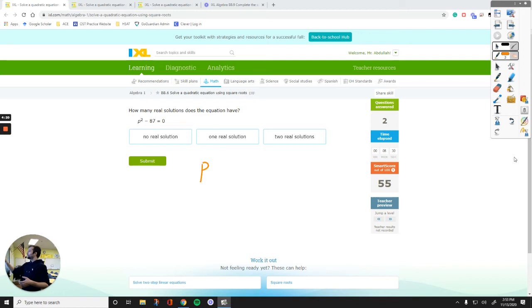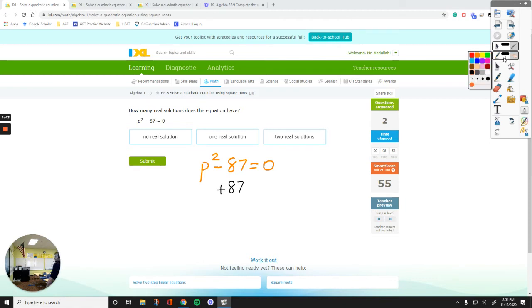Okay, rewrite the equation you have, minus 87 equals 0. Step 1, get the p squared by itself. So p squared should be all by itself, plus 87. Let's just increase this. Just want to change this number. Can I? Let me see. This is too thin.